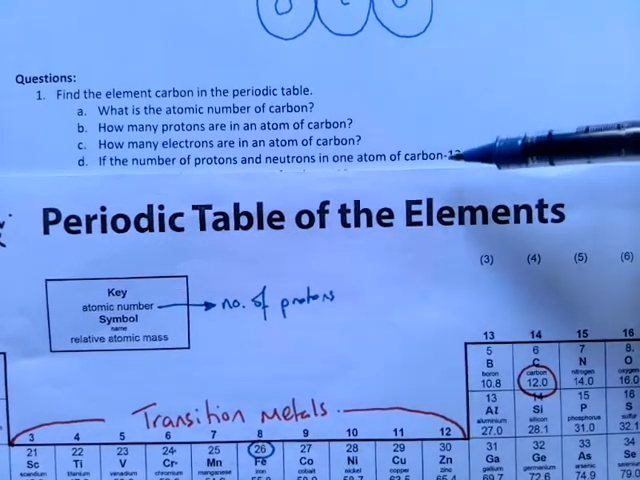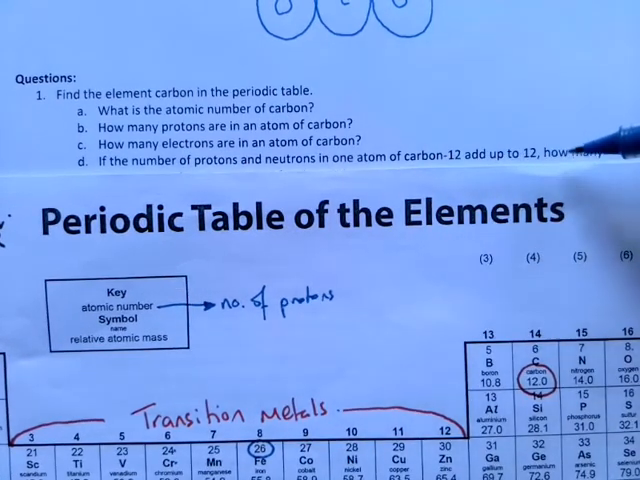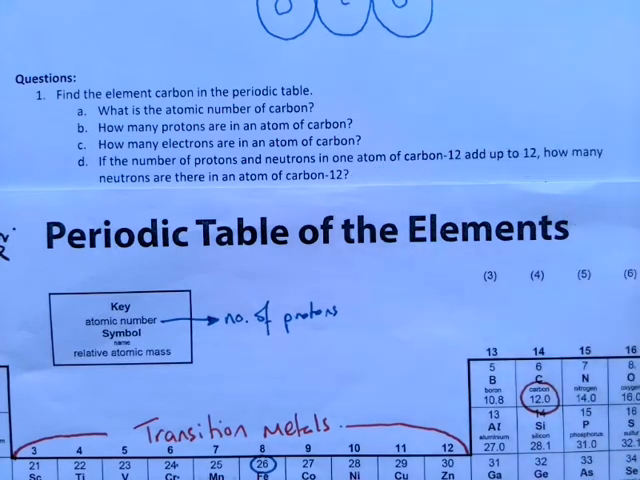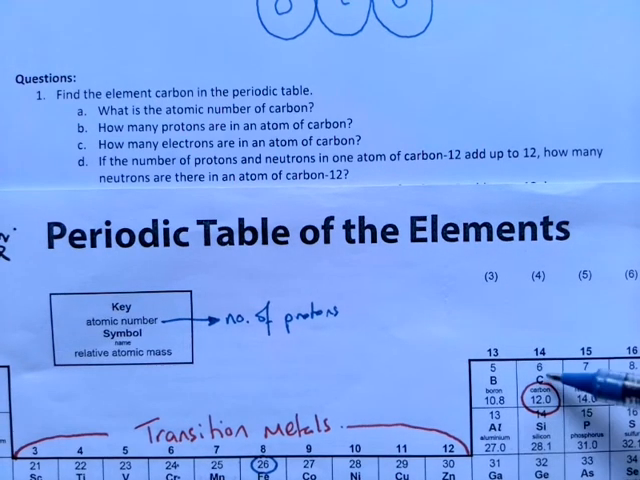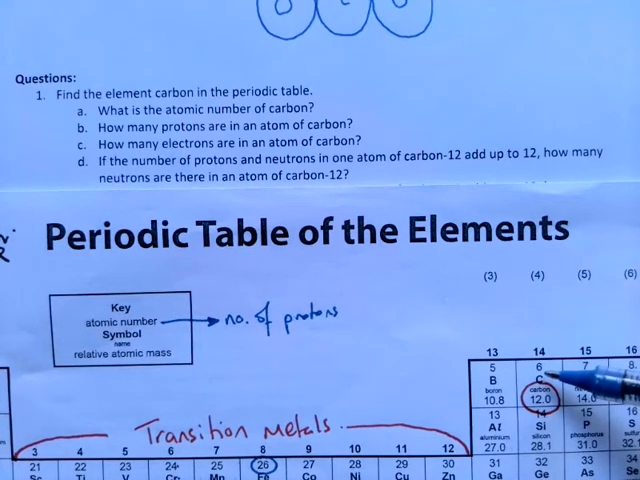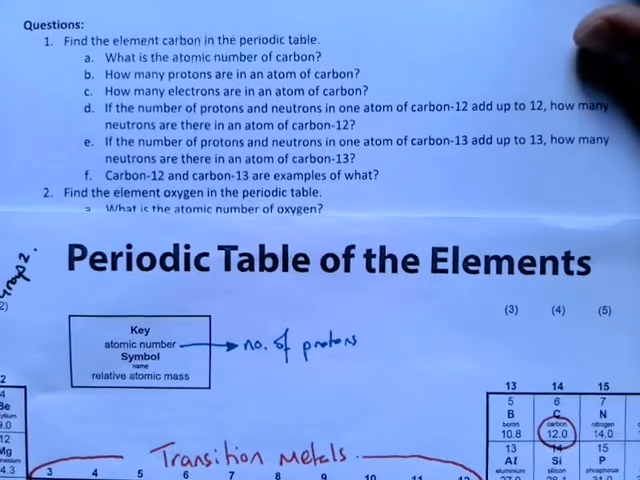If the number of protons and neutrons in one atom of carbon 12 adds up to 12, how many neutrons are there in an atom of carbon 12? All right, so we've got 6 protons, which the atomic number tells you. But the number of protons plus the number of neutrons is 12. So how many neutrons are there? All right, so that should be fairly straightforward to work out.